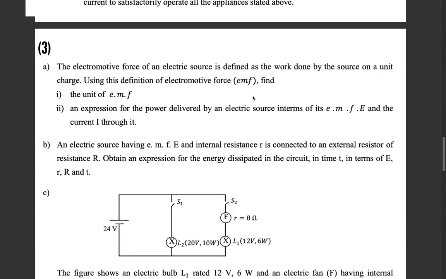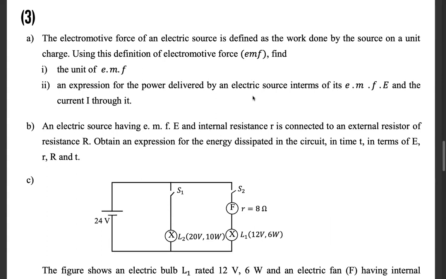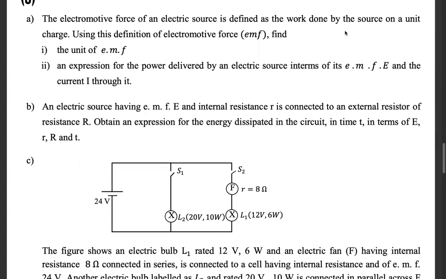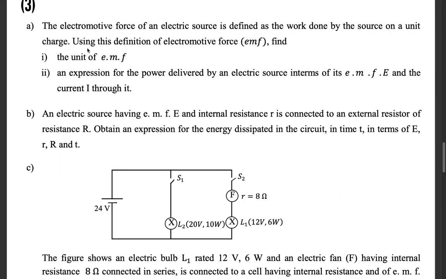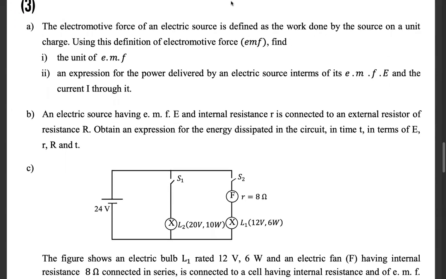Right, question number 3. What does the third question say? Electromotive force of an electric source is defined as the work done by the source on a unit charge. Using the definition of electromotive force, find the unit of EMF. Then find an expression for the power delivered by an electric source. Okay, fine, this one we have already done, but anyway, let's just finish it off for formality.